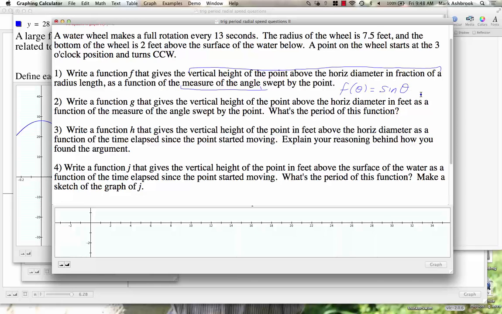How'd she do? Is the input of sine the measure of the angle swept counterclockwise from 3 o'clock? Is the output of sine the vertical height above the horizontal diameter as a fraction of a radius length? That's it. That's the function f. Sine theta. It's the same input and output that we've been hammering the last week. It has nothing to do with all these numbers that you're given, because it's talking about angle swept in radians, and height above the horizontal diameter in fraction of a radius. That's what sine is.